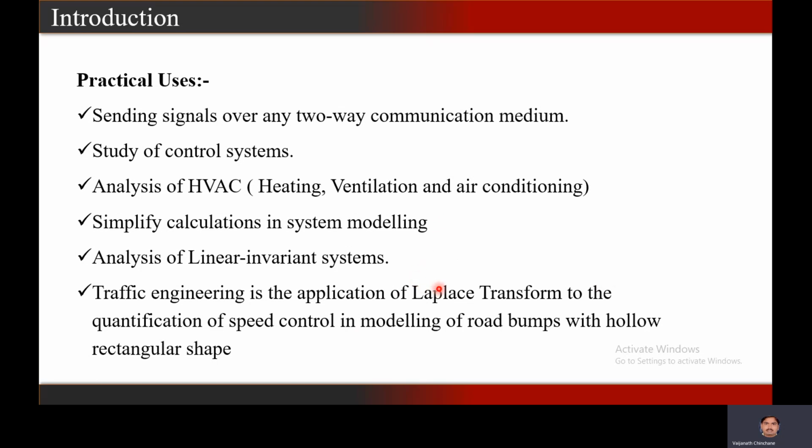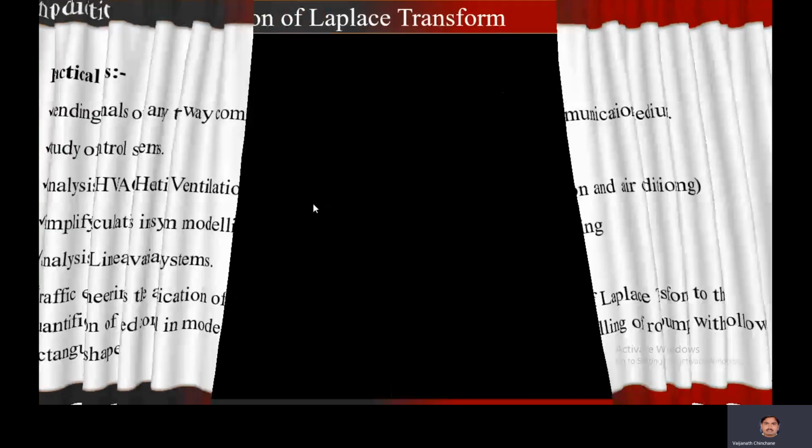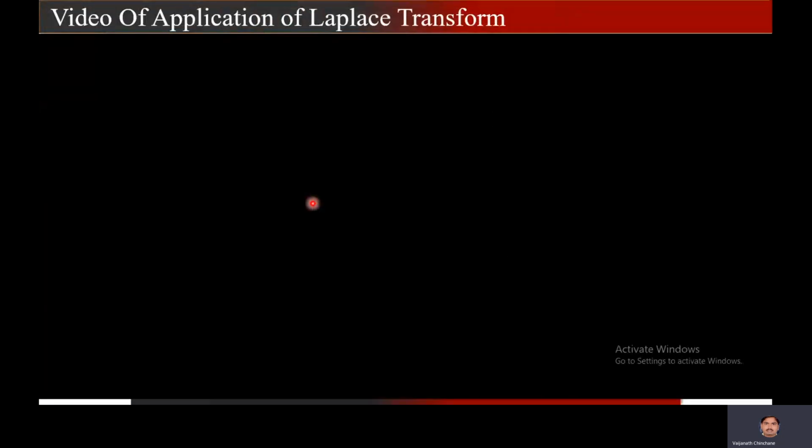Now here we see one video of application of Laplace transform in control system.